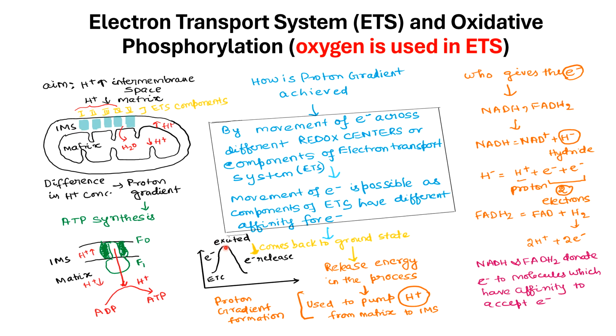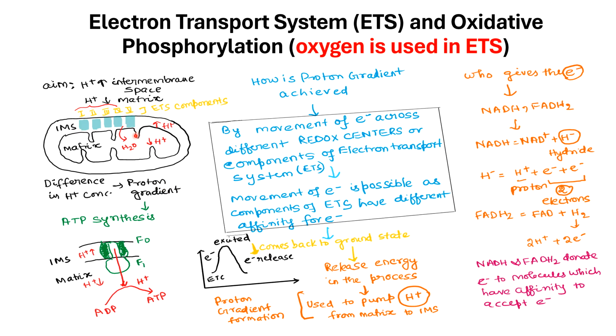So the excited components of ETC, or the excited redox centers present in the ETC, when they come to the de-excited state or their ground state, they release the energy. So this energy released during the de-excitation of the components of the electron transport chain gives the energy to pump the protons from the matrix to the IMS, and this helps in the development of the proton gradient.